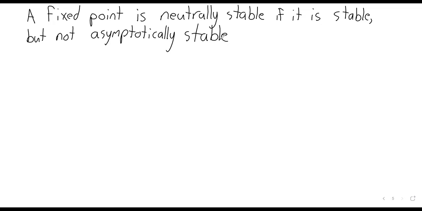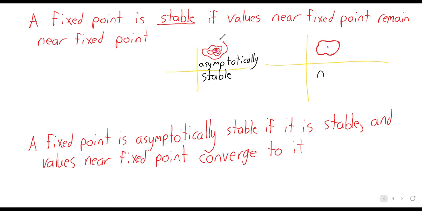So we did sort of talk about the idea of neutral stability, oh, those several months ago. We said that being stable and being asymptotically stable are not the same thing, and that if you mean asymptotically stable, you need to write it out. So here is an example of neutral stability. If we start near the fixed point, we remain near it because we're orbiting around, but we're not actually converging towards the fixed point.